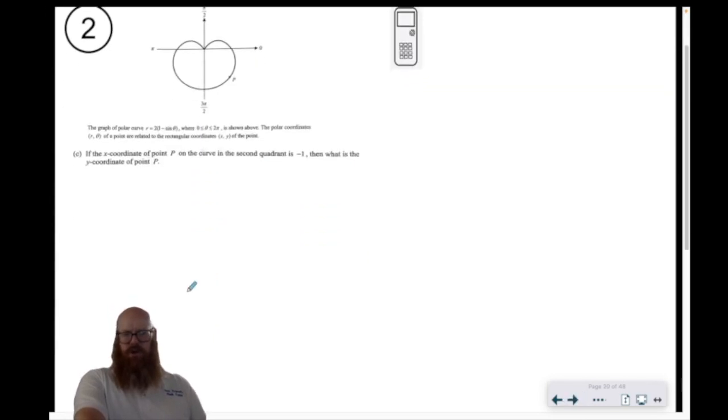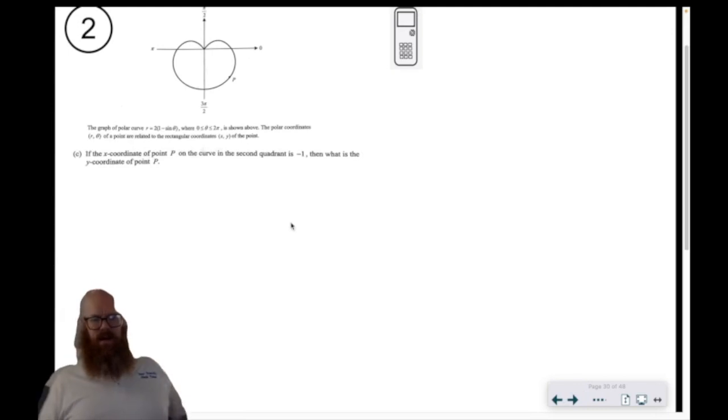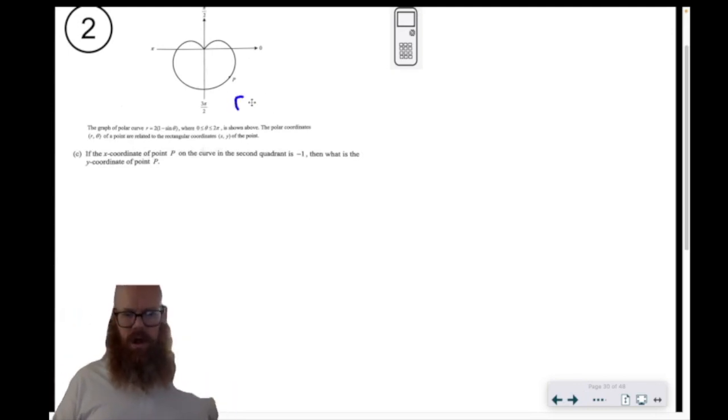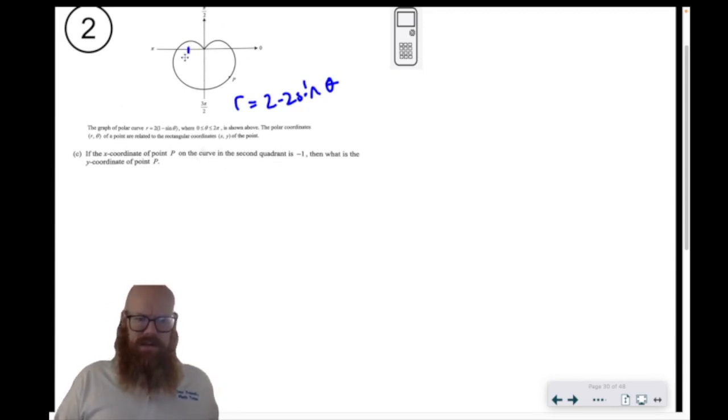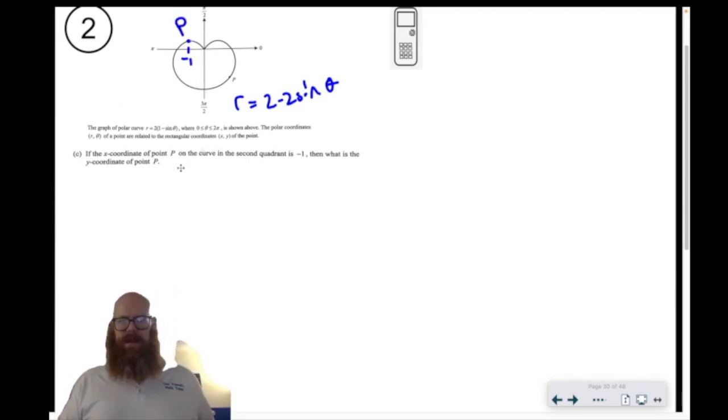All right, on to part C. Again, I know this is small. So r equals 2 minus 2 sine theta is the polar function that we're working with. It says the x-coordinate of some point P in the second quadrant is -1. So let's say -1 is here. So here is point P. Then what is the y-coordinate of P?